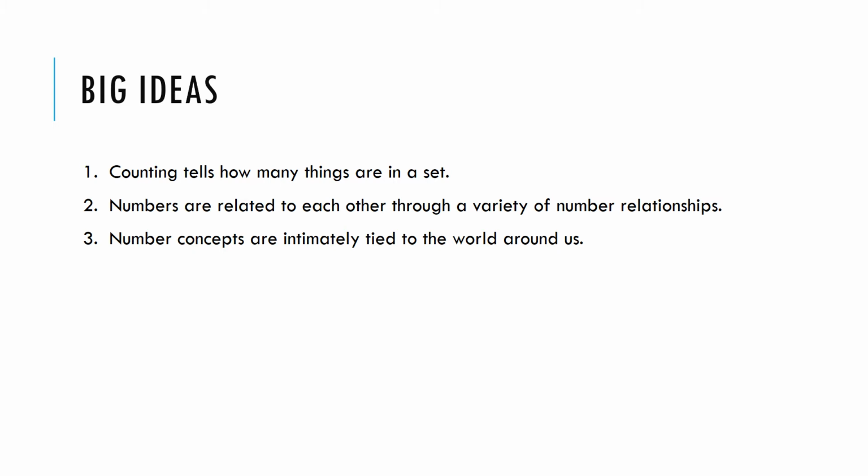The big ideas for this chapter basically are these three things. Counting tells how many things in a set. Now, many children at a young age can count, starting either with one or with another number, and they may even skip a number. But what they're really not doing is assigning value to that number. So they might be reciting numbers much like they would recite their ABCs, but they don't realize that each number represents a value.